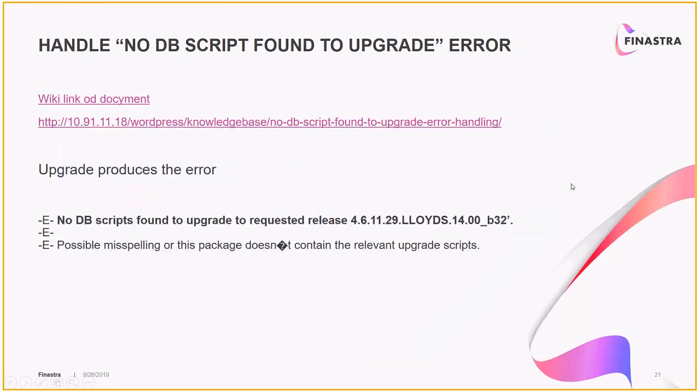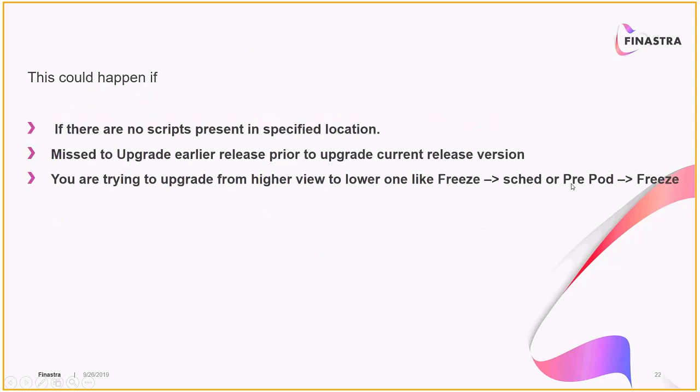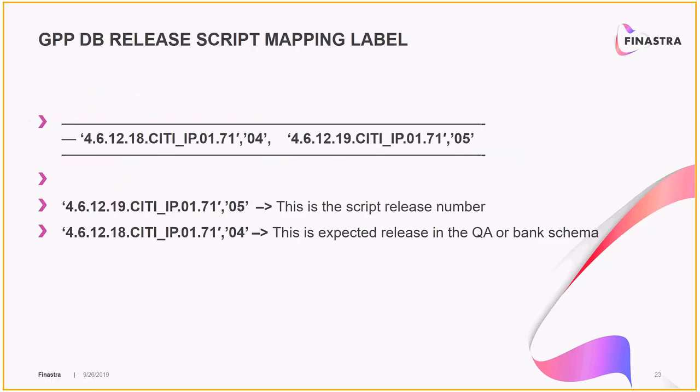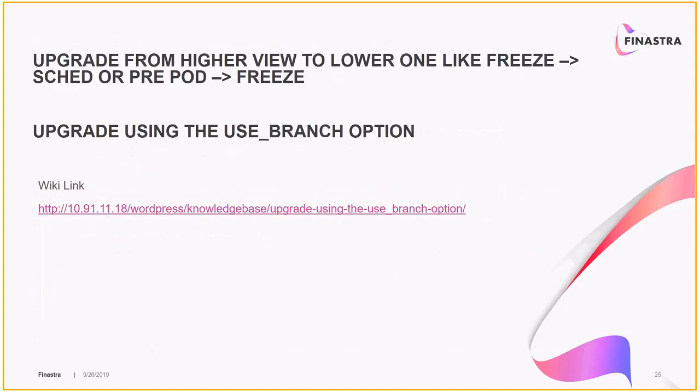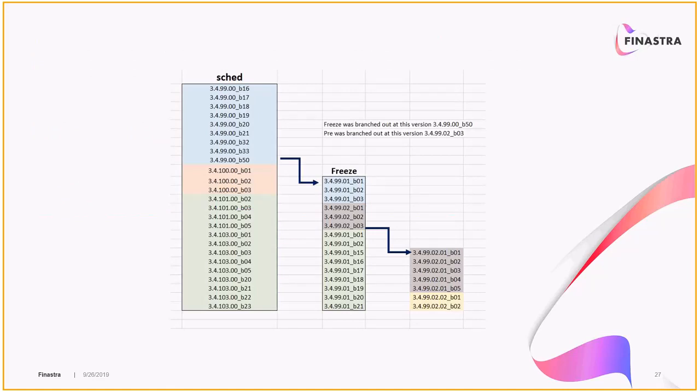So these are the two main errors. Apart from that, we are aware of how the branching happens. Here we have SCADE development. This is an example of classic, like 3.4990016, where SCADE started, and it progressed further with developments like 99, 100, 101.